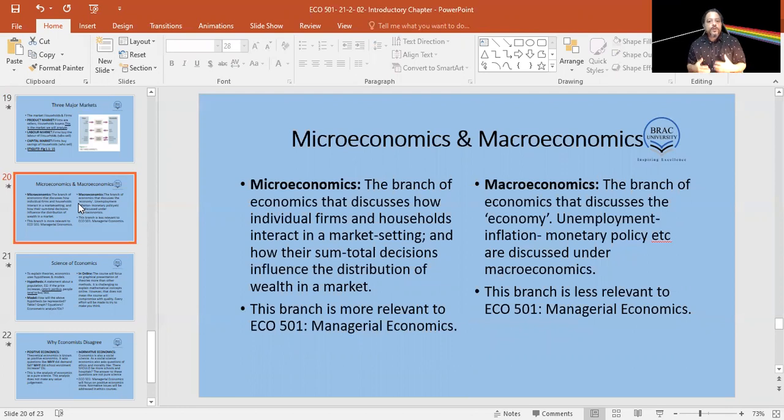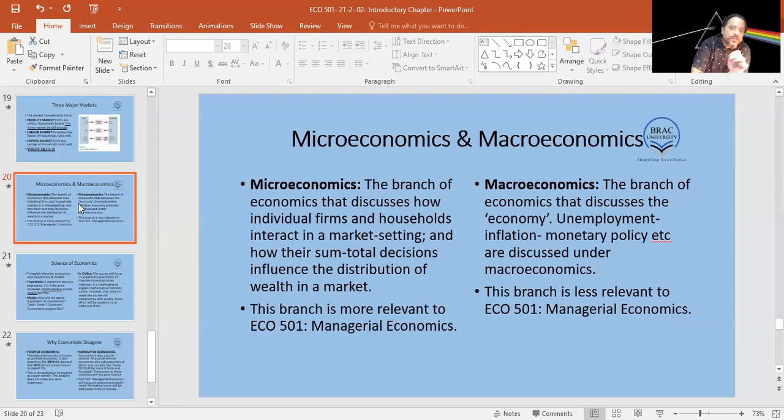This branch of economics also discusses how the sum total of all decisions of households and the sum total of all decisions of firms affect the total distribution of wealth in a market, i.e., who gets what and why. End of story. This branch is more relevant to managerial economics because we are looking at how managers of a business firm are making a decision.